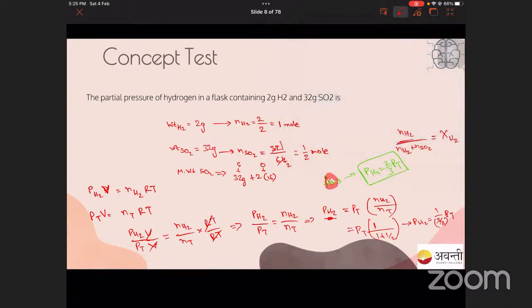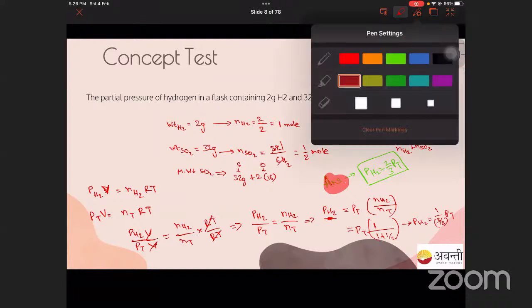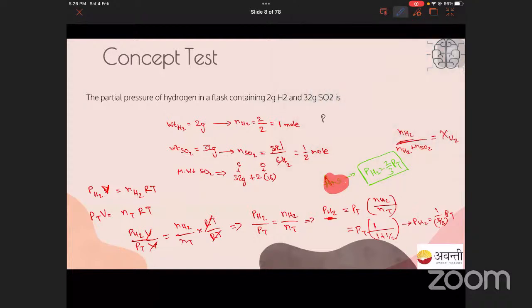Clear everyone with this problem? Are you clear? If you have any doubts, you can text in the chat. Simple. What you need to see: first find out the number of moles and do the mole fraction of whatever gas is asked. And what is the main equation you need to remember here? You need to remember that pressure of any gas, let's say pressure of first gas, is equal to mole fraction of that gas into total pressure. That gives you the answer. Simple. Do that thing. Okay.